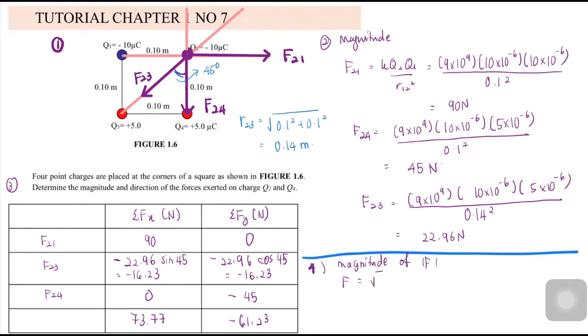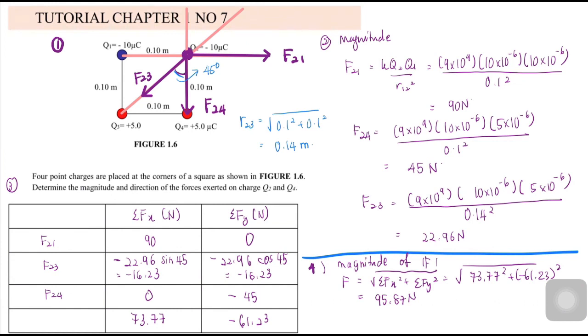So magnitude of resultant force, okay, F equal to square root summation Fx square plus summation Fy square. So sama dengan masukkan value 73.77 square plus negative 61.23 square. So you akan dapat value dia kat situ lah, 95.517 Newton. So that is the force, dia punya magnitude dulu, dan kita kena check dia punya direction.